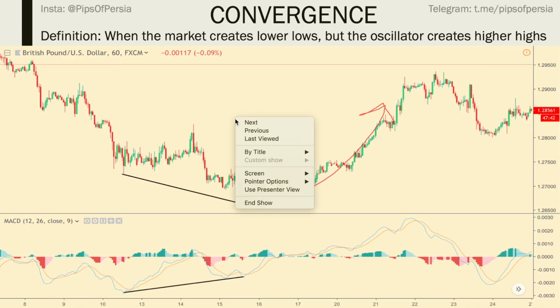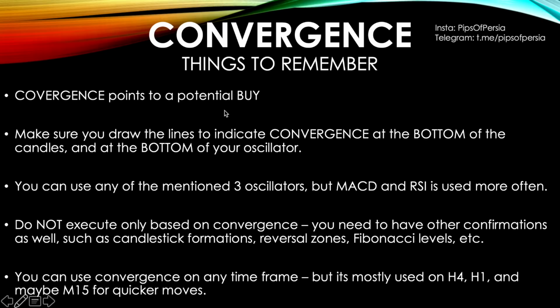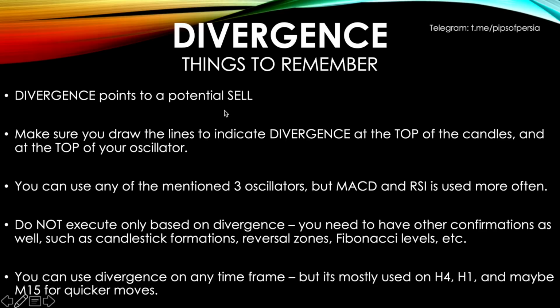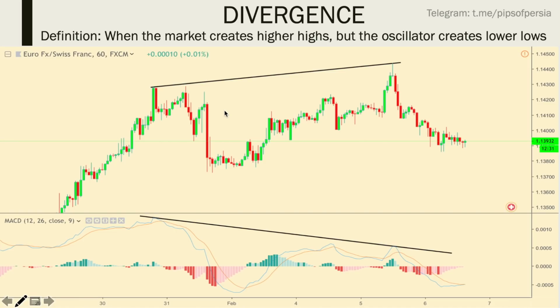However, there are things to remember when it comes to convergence as well, so let's go through them. Convergence points to a potential buy in the market. Make sure to draw the lines to indicate convergence at the bottom of the candles and at the bottom of your oscillator. So it's pretty self-explanatory, right? It's the complete opposite of divergence. With divergence, the lines are at the top of the candles and at the top of the oscillator, and they're diverging away from each other.